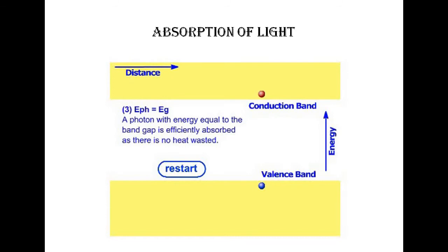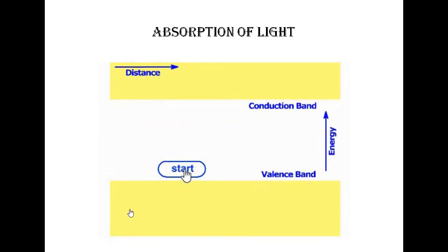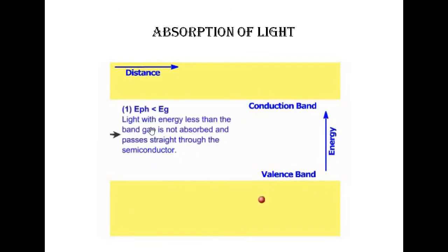Therefore, only if the photon has enough energy will the electron be excited into the conduction band from the valence band. Photons falling onto the semiconductor material can be divided into three groups based on their energy compared to the semiconductor band gap. Light with energy less than the band gap is not absorbed and passes straight through the semiconductor.